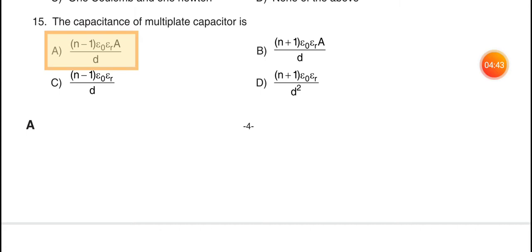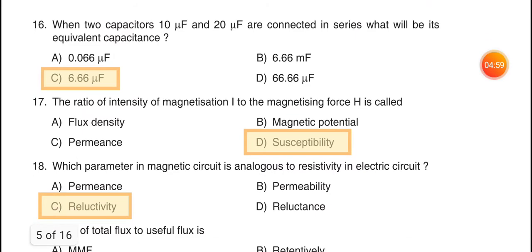15th question. The capacitance of a multiplate capacitor is option A, n minus 1 epsilon 0 epsilon r A divided by D. 16th question. When two capacitors 10 microfarad and 20 microfarad are connected in series, what will be its equivalent capacitance? Option C is the right answer, 6.66 microfarad.